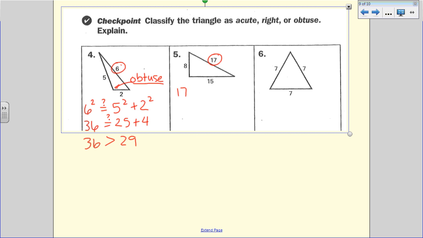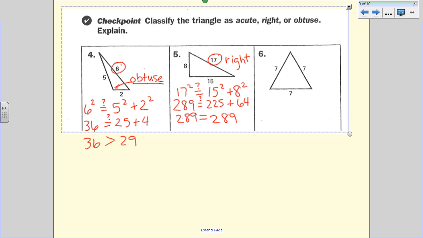Let's take a look at number 5. I've got 17 as my longest side, and I want to know how that compares to 15 squared plus 8 squared. 17 squared is 289. 15 squared is 225, and 8 squared is 64. Simplify that right-hand side, so 225 plus 64 is 289. They are equal to each other. So remember, that's what we started off with, guys. The longest side squared is equal to the sum of the squares of the other two sides. So this is our right triangle.